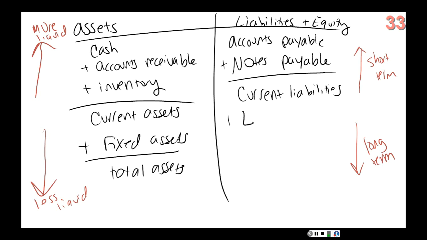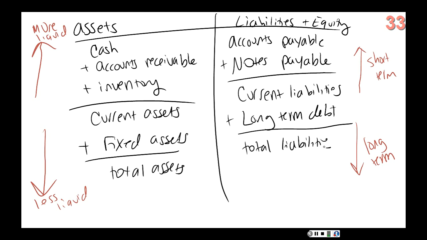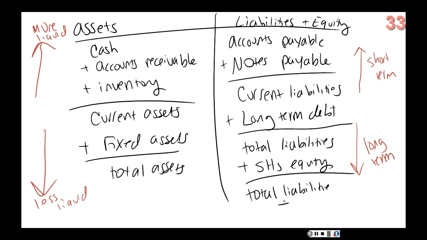If we add to that our long-term debt, that gives us total liabilities. And once we add in shareholders' equity, we have total liabilities plus equity. These sides must equal one another. So they must be equal to one another. Assets have to equal liabilities plus equity.